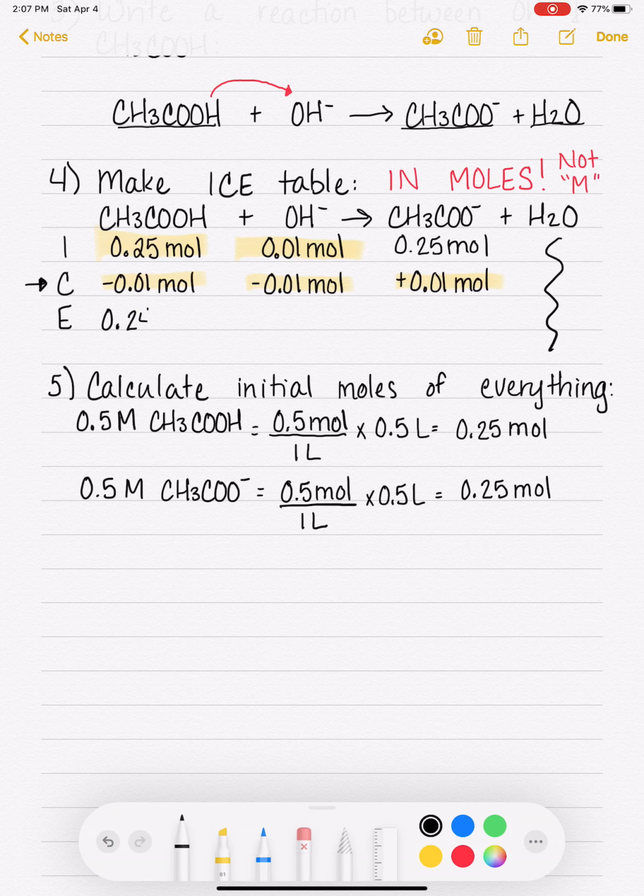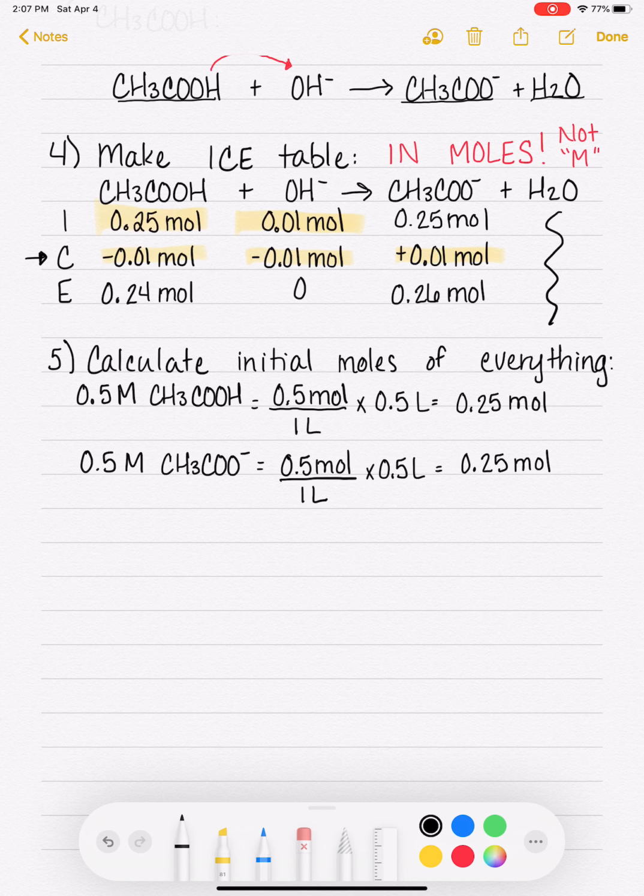So when this is all over, we're going to have 0.24 moles of acetic acid. We're going to have no hydroxide. We are going to have 0.26 moles of acetate. So that's a little bit different ICE problem. It is a little bit trickier, but we're doing good.